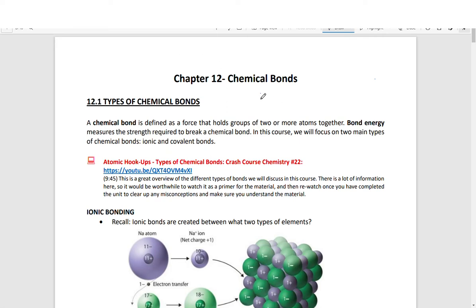So with chapter 12, we're going to talk about chemical bonds. At this point, we've already talked about the periodic table and we've talked about the structure of atoms. What holds atoms together are chemical bonds. And so that's what we're going to talk about in this.